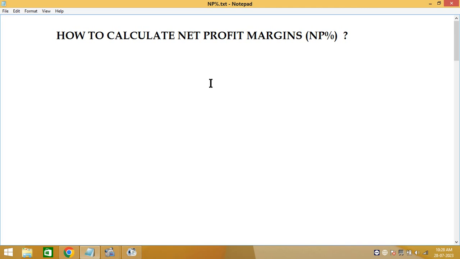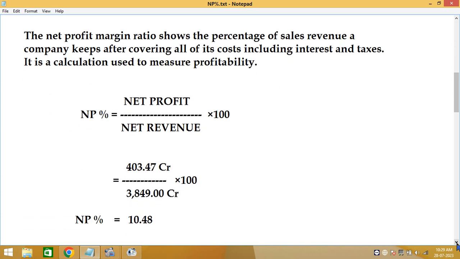Fine. Now, to analyze any share in the share market, three parameters are very important, especially for short-term trading or for swing trading. And those three parameters are sales revenue, operating profit, and net profit margin. Friends, here I am giving you the details of how to calculate the net profit. Now, net profit margin ratio shows the percentage of sales revenue a company keeps after covering all its cost, including interest, taxes, and other expenses. And the profitability, the net profit margin, is measured by taking net profit in crores divided by net revenue into 100. So simple it is.